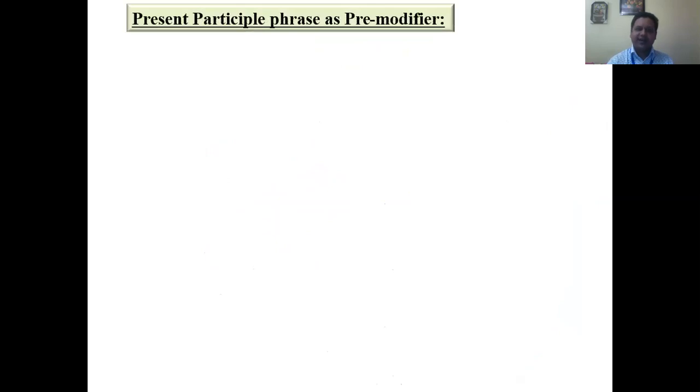Present participle phrase as pre-modifier. A present participle phrase can be used as a pre-modifier and a post-modifier. Let's see the uses of the present participle phrase as a pre-modifier first.